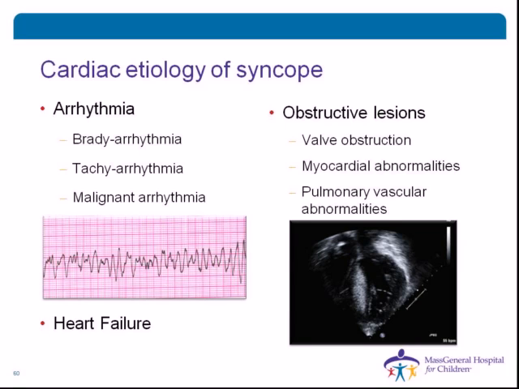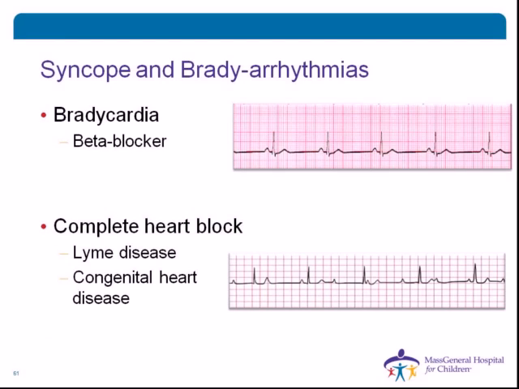In discussing the cardiac etiology of syncope, we put them in three large categories, including arrhythmia as a cause of syncope, heart failure as the cause of syncope, and obstructive lesions. With respect to arrhythmias, bradyarrhythmias such as sinus bradycardia caused by a beta blocker could be an etiology of syncope in patients. This could be diagnosed by an electrocardiogram.